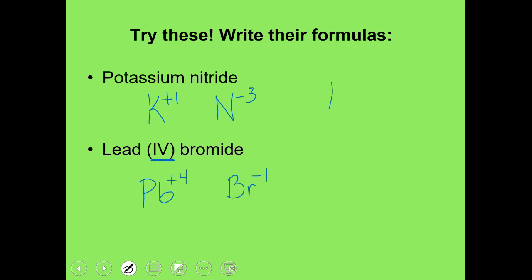Using these ions, we need 3 potassiums for every 1 nitride. And we need 1 lead for every 4 bromines.